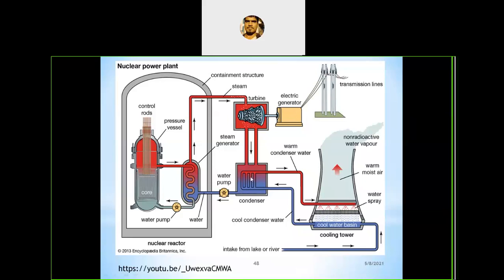And this condenser needs a continuous supply of cool water from the river, and that cool water from the river will absorb the energy from the steam, and it will move into the cooling towers. Again, the cooling towers will reject heat to the atmosphere. So this is the same process.